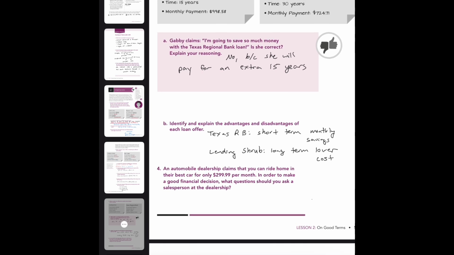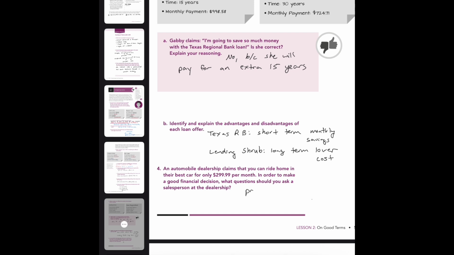Okay, so if we look at 4, it says we have an automobile dealership that claims you can drive home their best car for only $299 per month. In order to make a good financial decision, what questions should you ask? Well, that's the thing about car dealerships. They're going to want to just show you the monthly payment and get you really excited that you can afford that. But we need to know a lot more than that. We need to know all the terms of the loan.